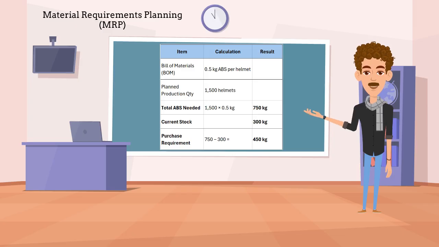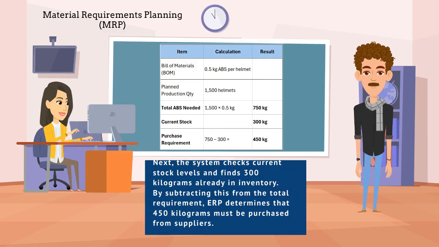In this stage, the Material Requirements Planning (MRP) module calculates exactly how much raw material is needed to fulfill the production plan. The ERP looks at the bill of materials, which defines that each helmet requires 0.5 kilograms of ABS plastic. Since we must produce 1,500 helmets, the total requirement is 750 kilograms of ABS. Next, the system checks current stock levels and finds 300 kilograms already in inventory. By subtracting this from the total requirement, ERP determines that 450 kilograms must be purchased from suppliers.